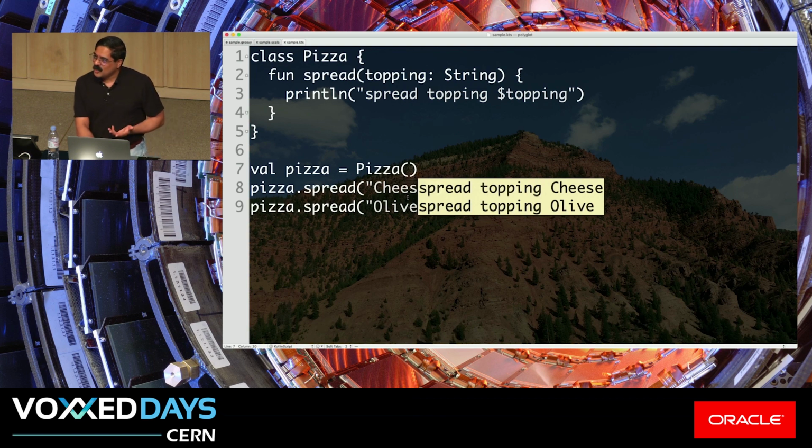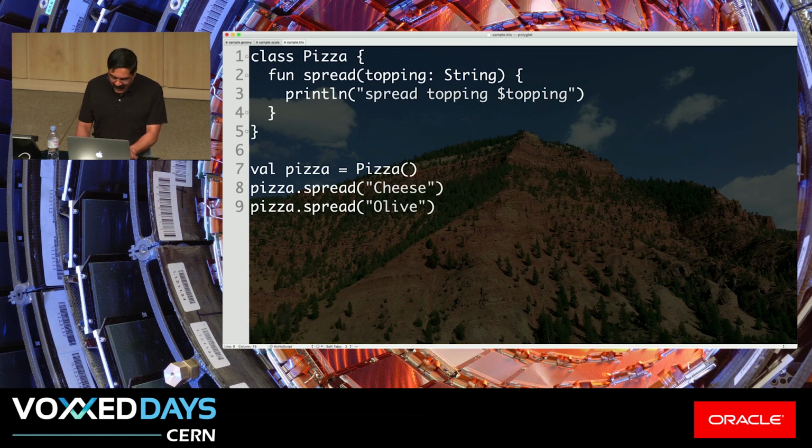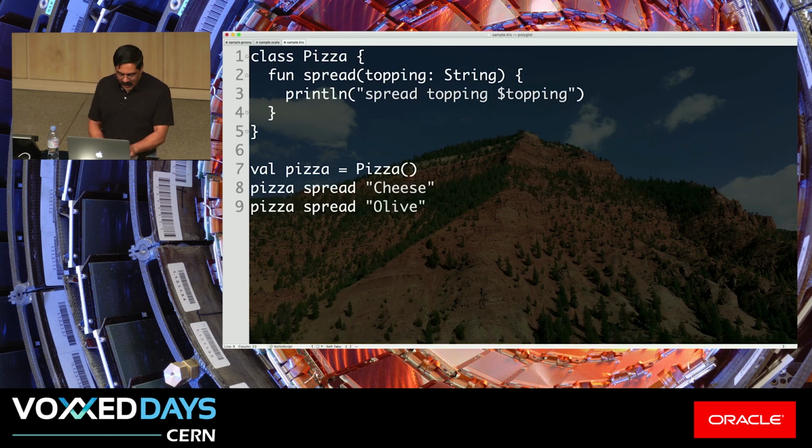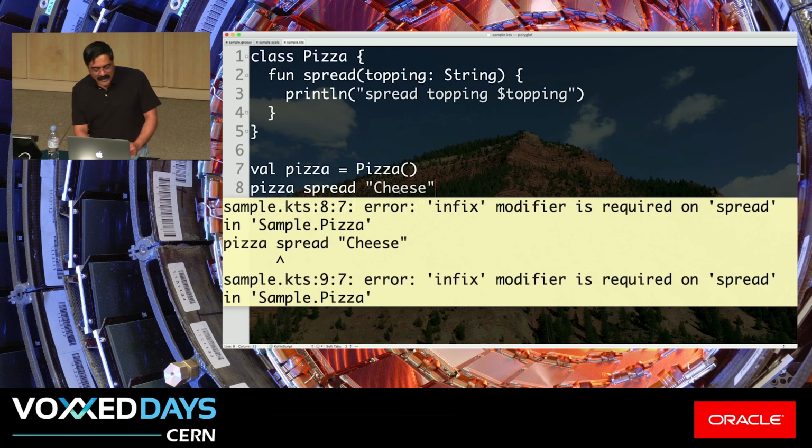But of course, this is a bit noisy, isn't it? Wouldn't it be nice to remove the ceremony in this code? So I'm going to remove the dot, I'm going to remove the parenthesis, and I'm going to remove this parenthesis in the end as well. And that would be really fluent syntax, as you can see. But unfortunately, that doesn't work.